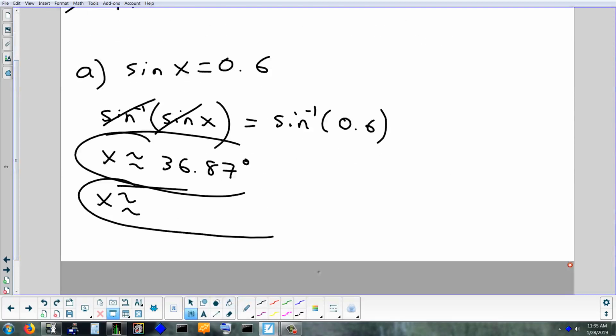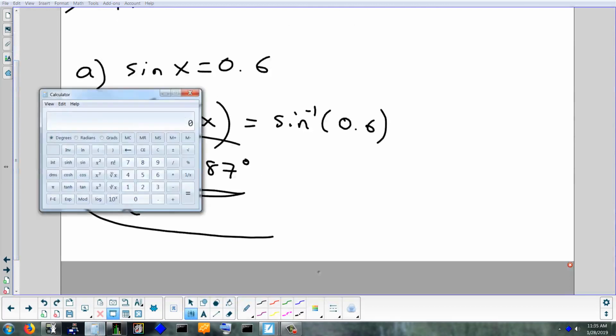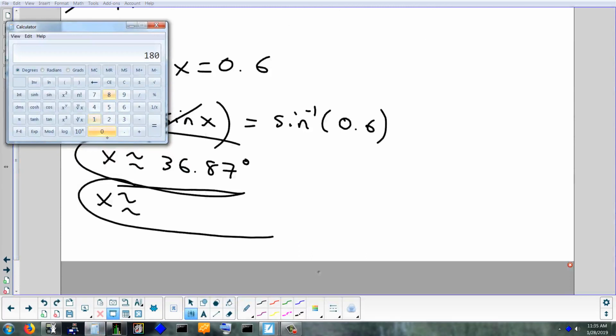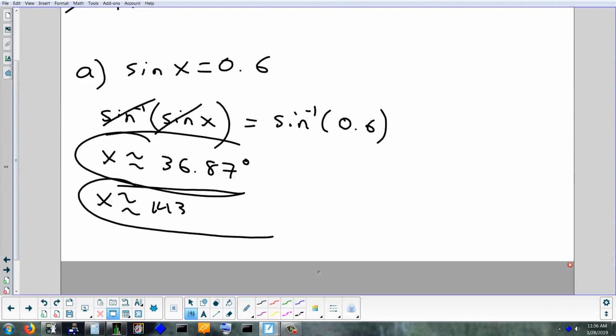So we get x equals, take my reference angle and subtract it from 180, 36.87. So 143.13. Now, those are all of the answers in the first cycle.